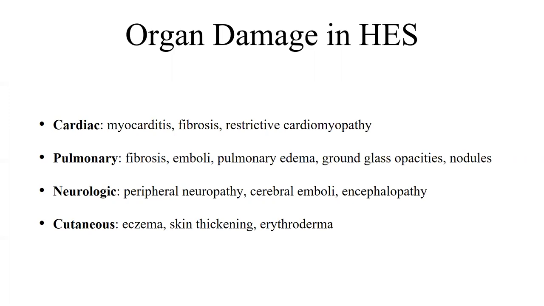So for example, in the heart, you can get myocarditis, fibrosis, which then can lead to a restrictive cardiomyopathy. Pulmonary-wise, you can get fibrosis, pulmonary emboli, pulmonary edema, especially in those patients with underlying heart failure from the cardiac disease. CT or imaging can show ground glass opacities and nodules. Neurologically, they often see peripheral neuropathy, cerebral emboli, encephalopathy, and then cutaneous symptoms include conditions like eczema, skin thickening, erythroderma.